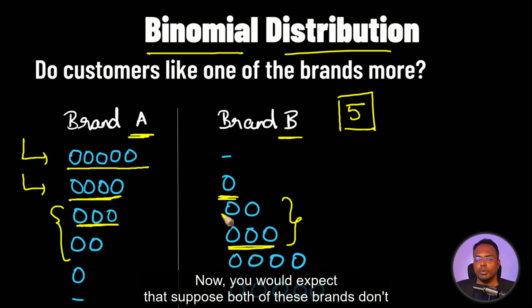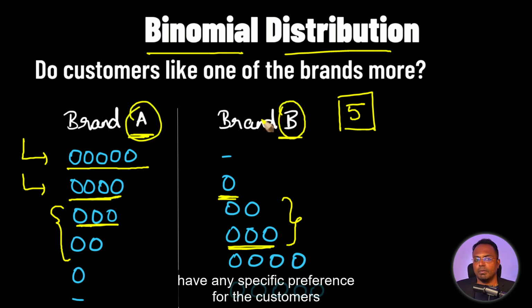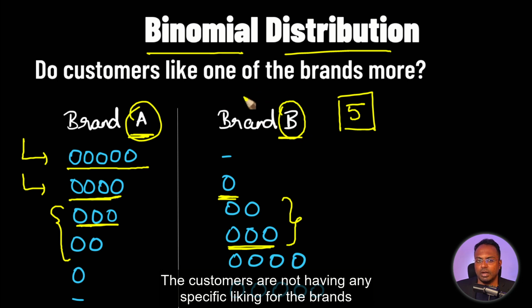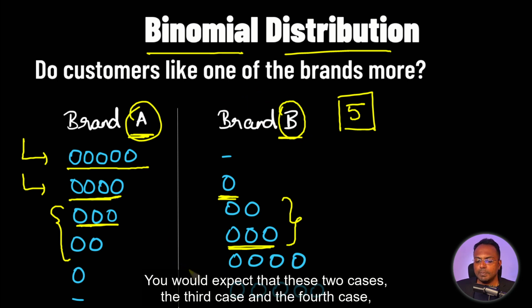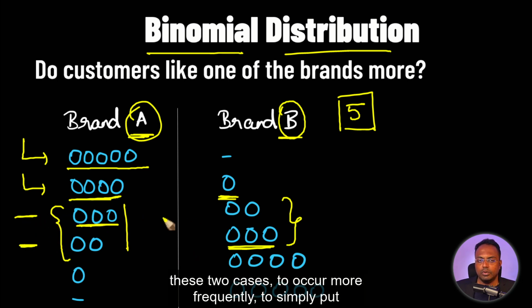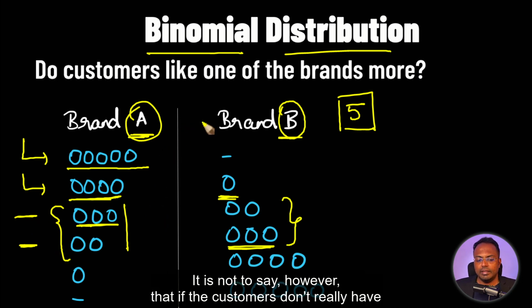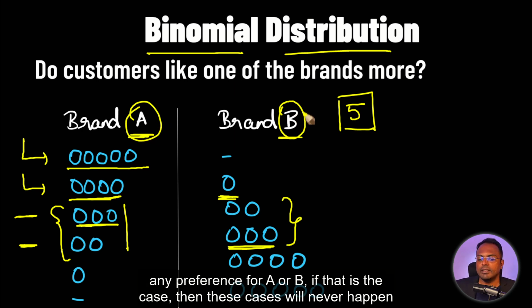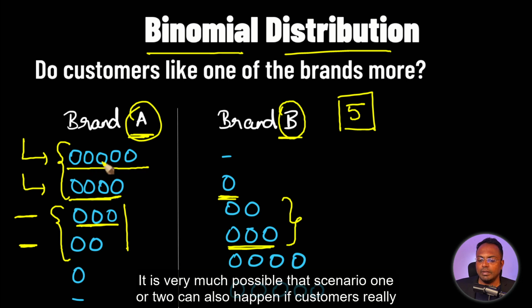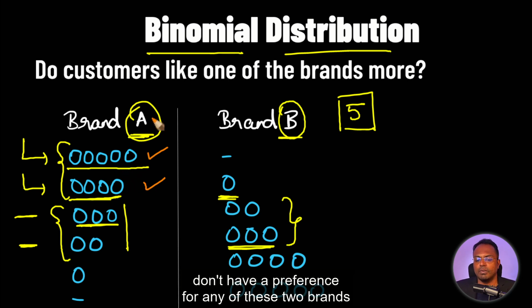Now, suppose both of these brands don't have any specific preference from the customers, right? The customers are not having any specific liking for the brands. You would expect these 2 cases, the 3rd case and the 4th case, to occur more frequently, to simply put. It is not to say, however, that if the customers don't really have any preference for A or B, then these other cases will never happen. It is very much possible that scenario 1 or 2 can also happen if customers really don't have a preference for any of these 2 brands.